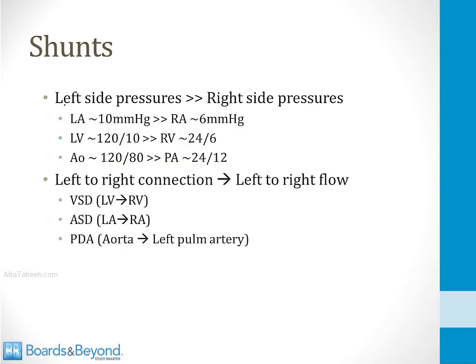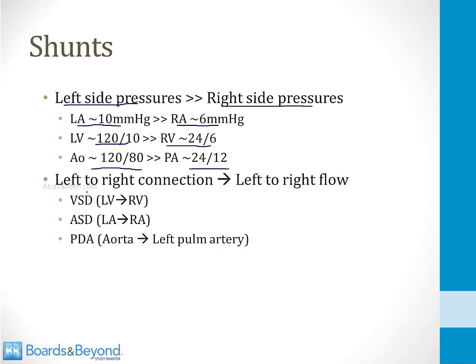Under normal circumstances, the left-sided pressures in the body are always greater than the right-sided pressures. For example, the normal left atrial pressure is about 10 millimeters of mercury, which is more than the right atrial pressure of about 6. In the left ventricle, a normal pressure is about 120 over 10 compared to the right ventricle, where it's about 24 over 6. And finally, in the aorta, the blood pressure is what you measure when you take the blood pressure in clinic. That's about 120 over 80, and compare that to the lower pressure in the pulmonary artery of 24 over 12.